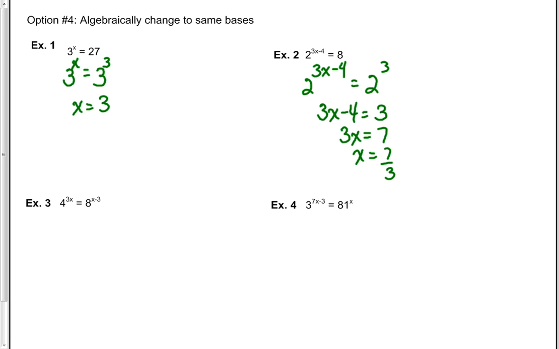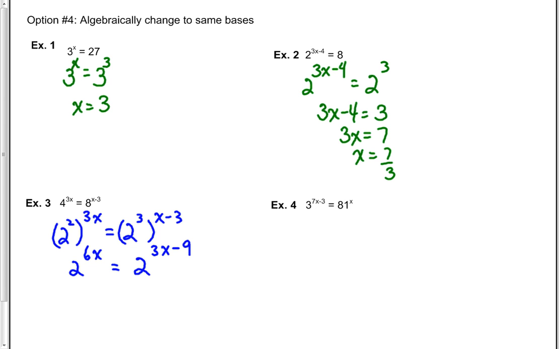For the one at the bottom, example 3, I have 4 to an exponent and 8 to an exponent. I cannot rewrite 8 as a power of 4, but I could rewrite both of them as a power of 2. So I'm going to replace the 4 with 2 squared. I'm going to replace the 8 with 2 cubed. And I'm going to simplify. My rules of powers state that I have power of a power, I would multiply. This is also power of a power, 3 times x minus 3, 3x minus 9.